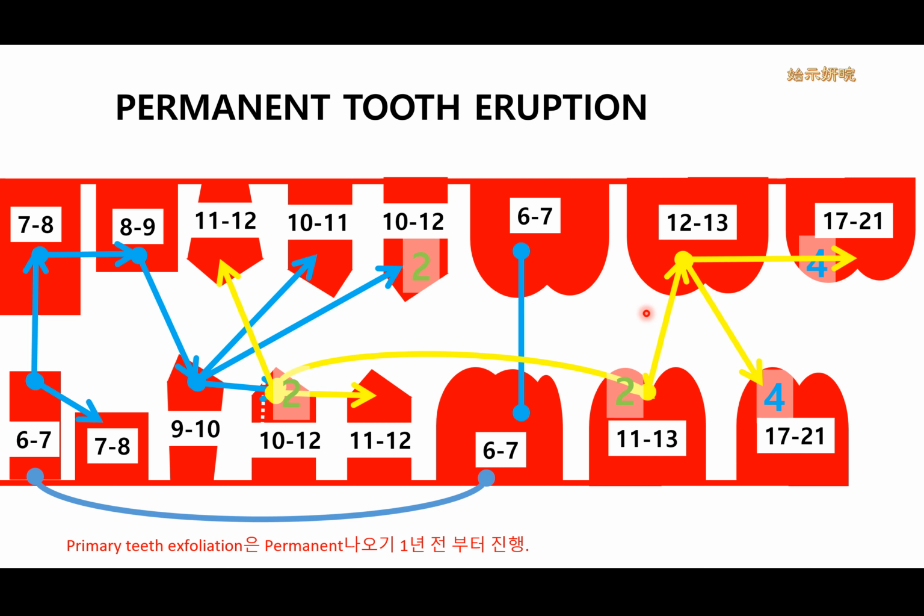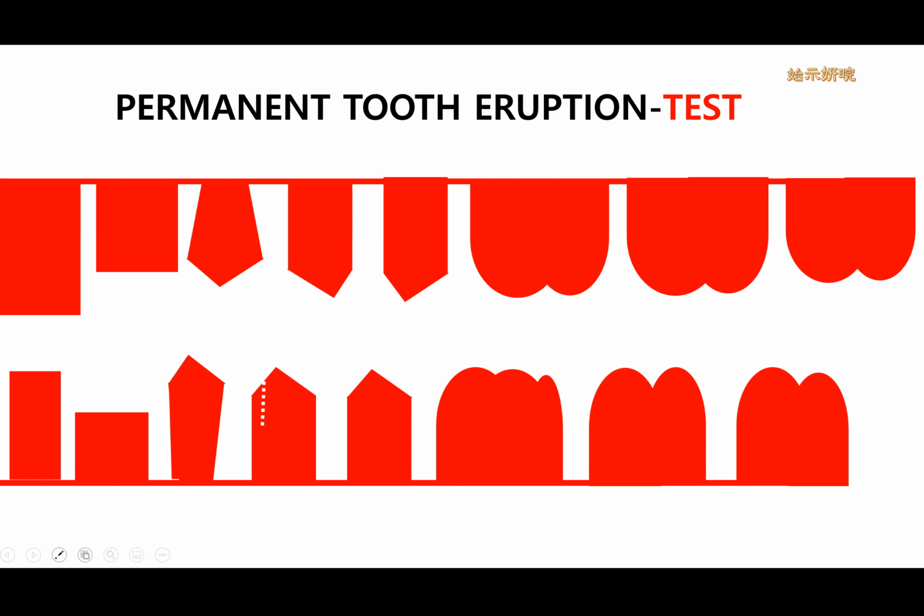We have just briefly taken a look at the permanent tooth eruption with the arrows. Next we are going to have right away a test to see whether we have an idea of the permanent tooth eruption sequence. So we'll do it together. I cannot find the cursor, so let's try. Which teeth will erupt first? Of course, this one.